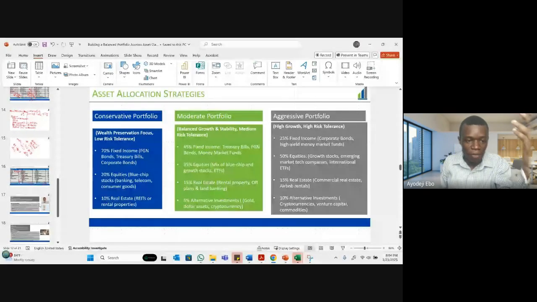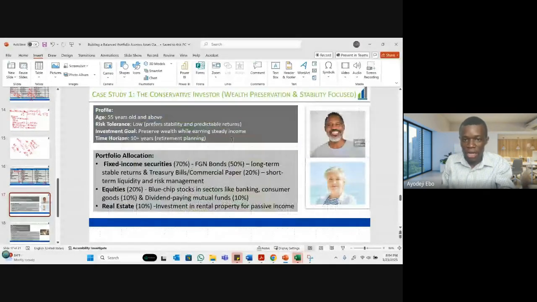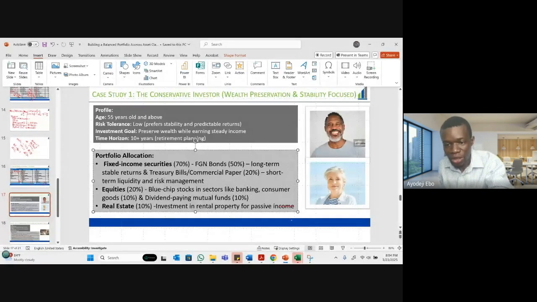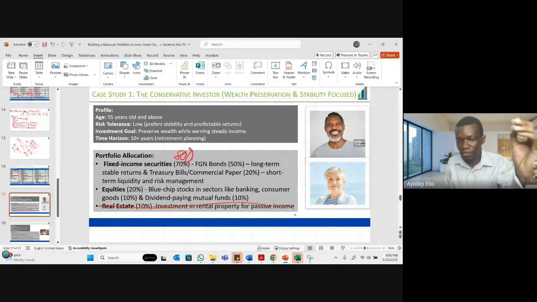As I'm wrapping up on the case studies, for a conservative investor, I told you that age actually matters. You become conservative when you are getting to maturity, retirement age. So there will be a mixture in what you are putting your funds in. Some people, I put real estate here. Some, you may not have the capacity. That doesn't matter. You can strike it off, and your 10%, you add it to the 80% here, if it's fixed income and equities alone you want to do. So you just look at that.